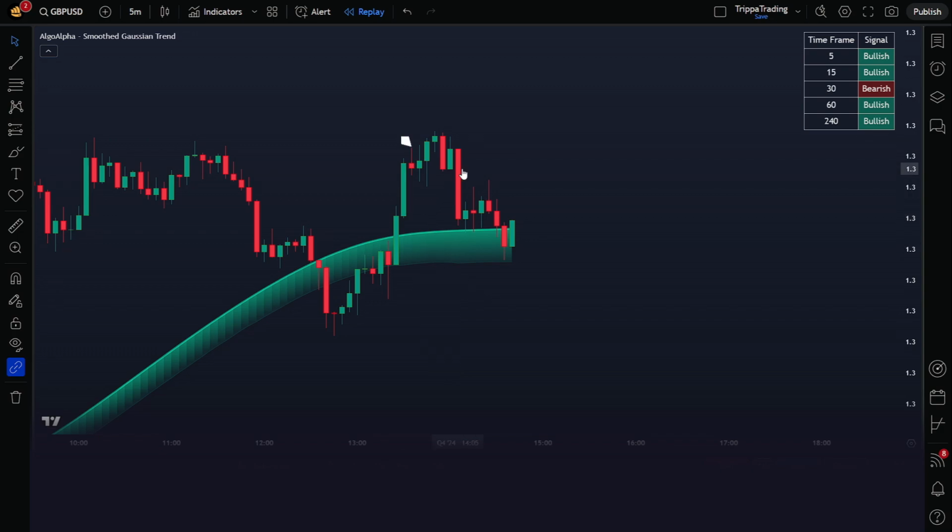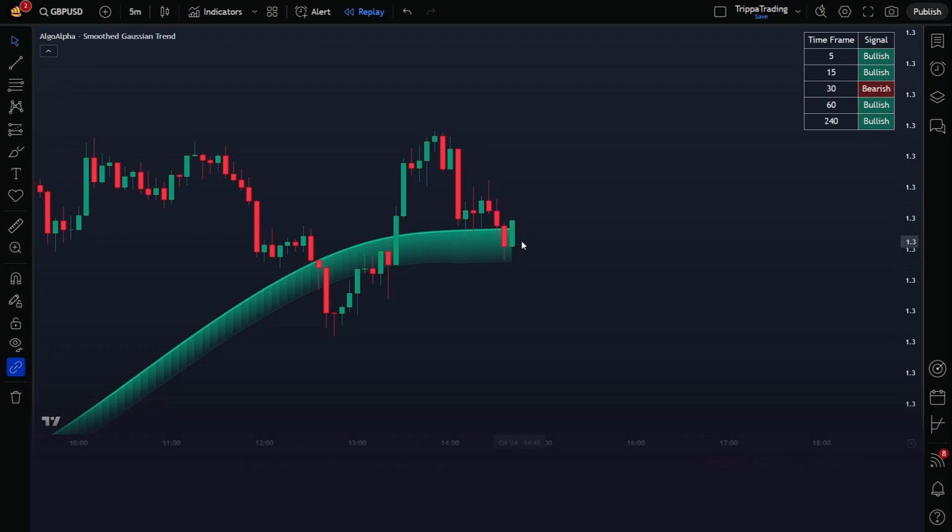The second condition is to wait for a pullback. This happens when the price comes back and touches the Gaussian band without closing below it. Its wick can enter into the band, open inside of it, or even close inside it, but it must not close below the band. In this case, we got this price candle that made a pullback into the band, giving us a valid pullback entry.